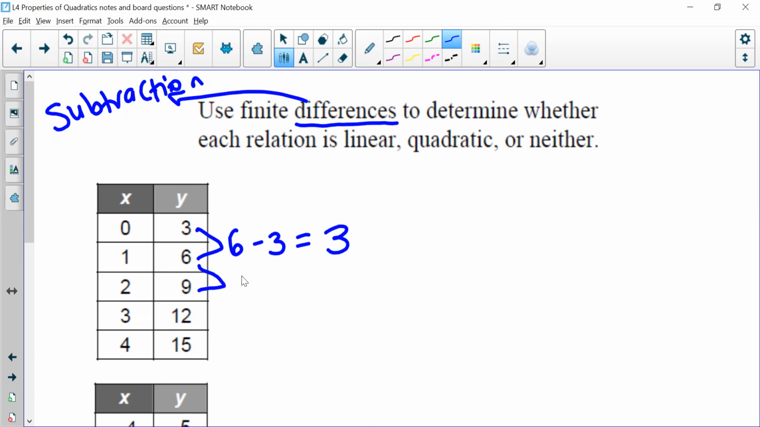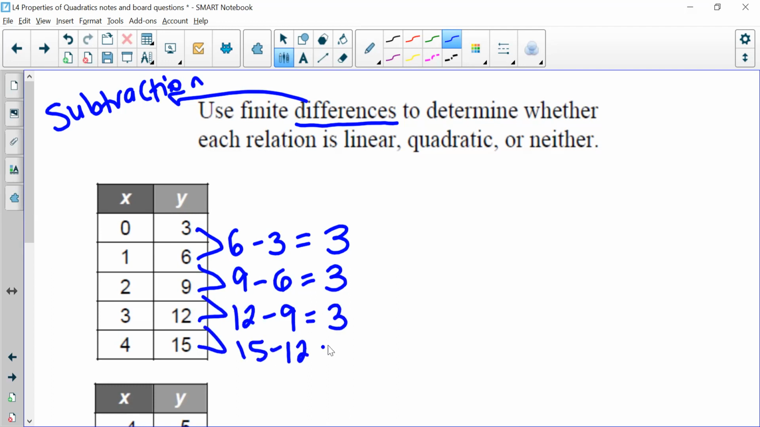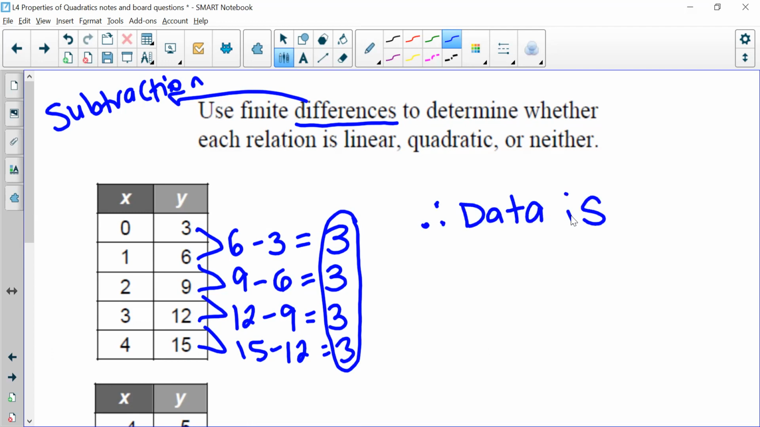Okay, then it went from 6 to 9. What's the difference? What's 9 minus 6? 3. Fantastic. And then it went from 9 to 12. What's the difference? 3. Thank you. And then you guys already see the pattern. All of these are the same. 3, 3, 3, 3. So is this linear, quadratic, or neither? Linear. Yes, thank you, Brianna.